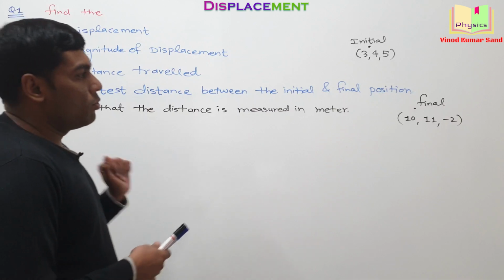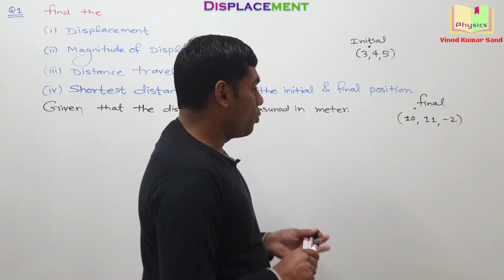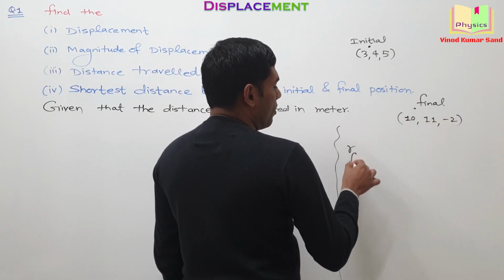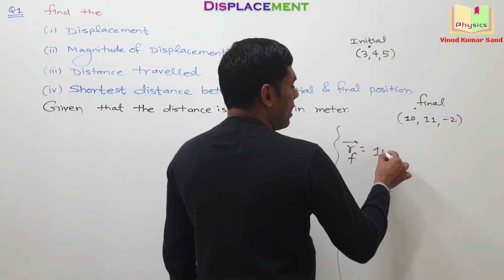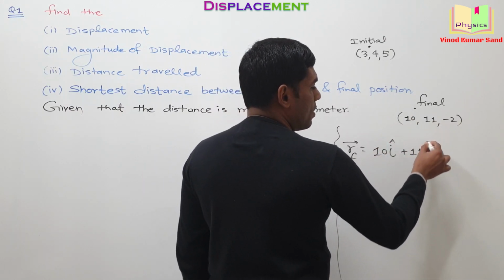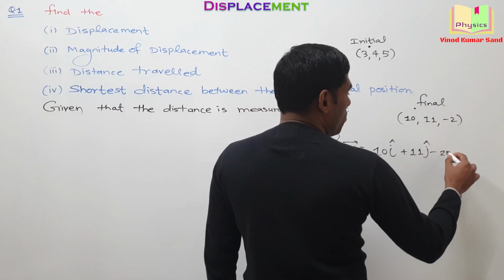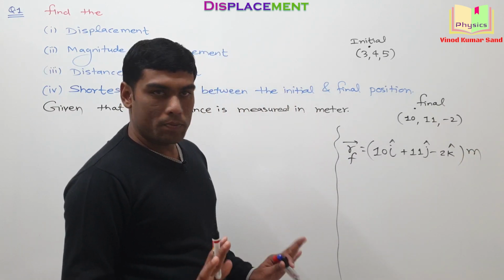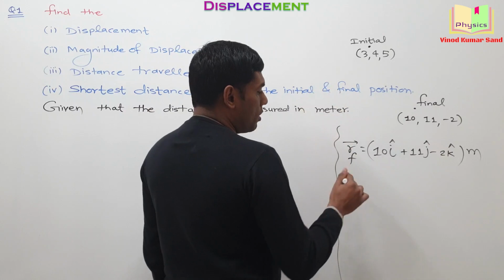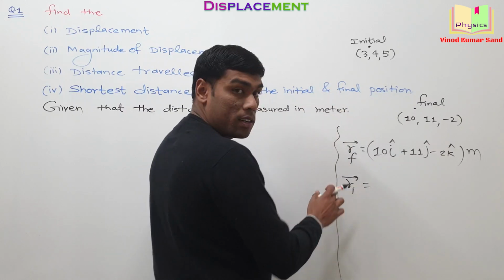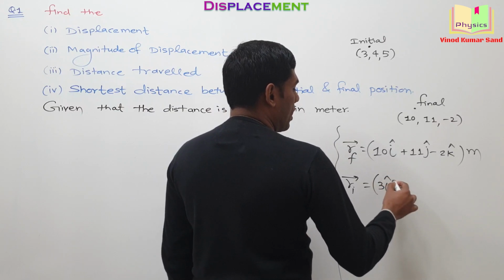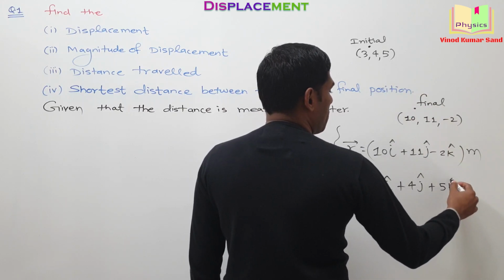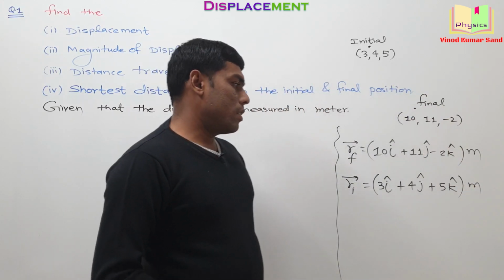First of all, we will be writing the required position vectors. So let's do that here. The final position vector will be written as 10 i cap plus 11 j cap minus 2 k cap, and the unit is meter. Do you agree? Now the initial position vector will be indicated as R_i vector, and it will be written as 3 i cap plus 4 j cap plus 5 k cap, and the unit is again meter.